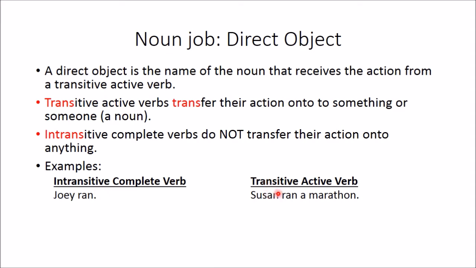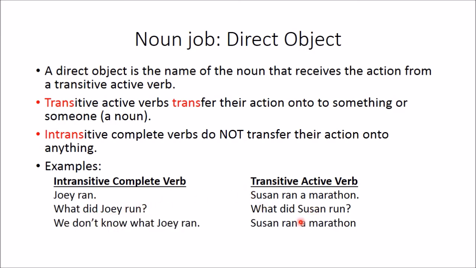In this case, Susan ran a marathon. Marathon is a noun. That's a thing. And that's what Susan ran. So this running is being transferred into this marathon. Okay, this is how you can tell or figure out what's going on. You just ask yourself, what? What did Joey run? What did Susan run? Well, we don't know what Joey ran because there's no direct object. There's no something or someone receiving this action.